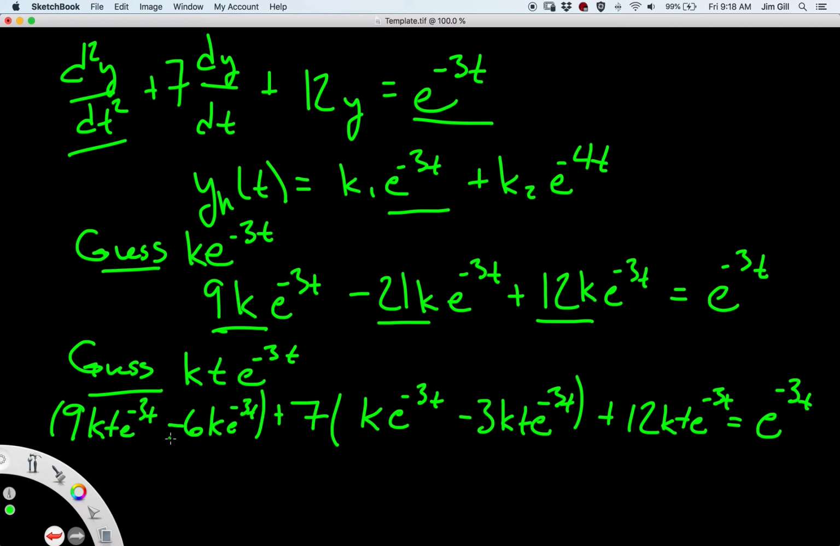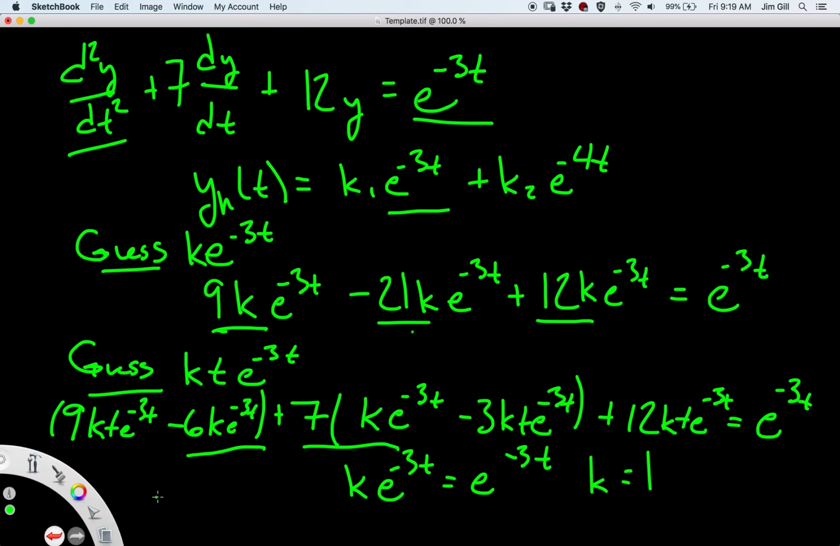Now you'll notice, how many kt terms do we have? We have 9, minus 21, and 12. Look, it's the same here, 9, minus 21, and 12. That's going to happen every time. So that's going to automatically be equal to 0. So it's only the k terms that matter without the t. And when we add those up, we have minus 6 of them here, and we have 7 of them here. So we have a total of k times e to the minus 3t is going to equal e to the minus 3t. Oh, so k is equal to 1.